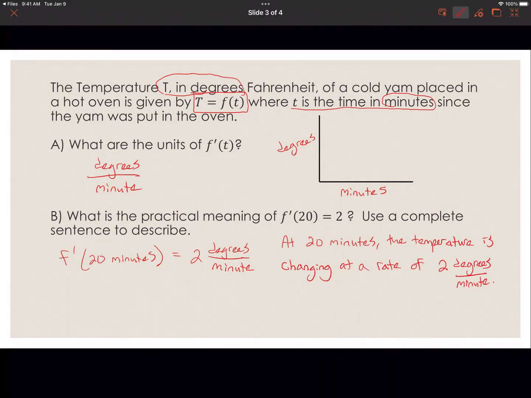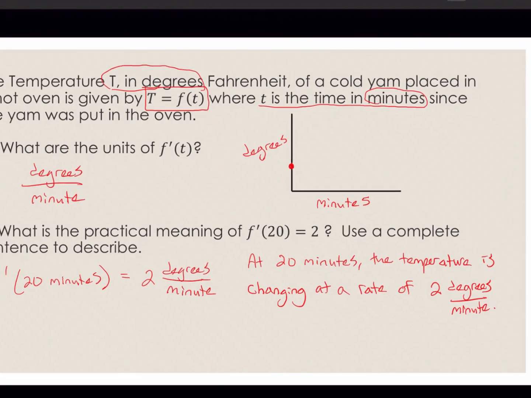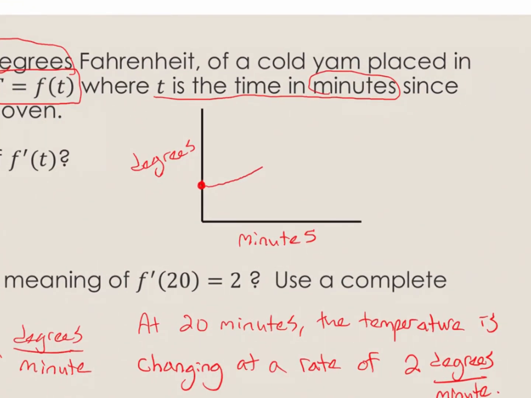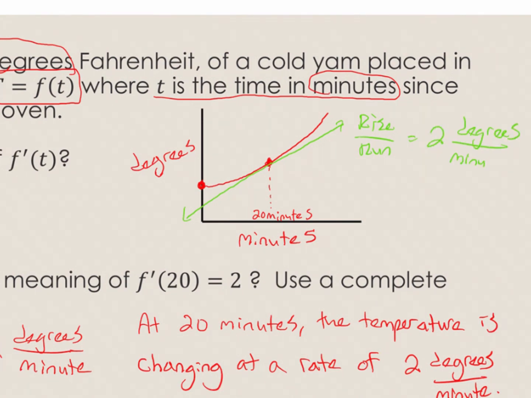Now, let's sketch a possible graph of f of t. Let's create a starting point where the yam got put into the oven, and then the yam's temperature will increase over time as it adjusts to the oven. And what we have here is at exactly 20 minutes, we have a frozen point in time that we're talking about, and we create a tangent line at that point to talk about the slope of the curve at that point. And slope is rise over run. We have a slope of 2 degrees per minute.